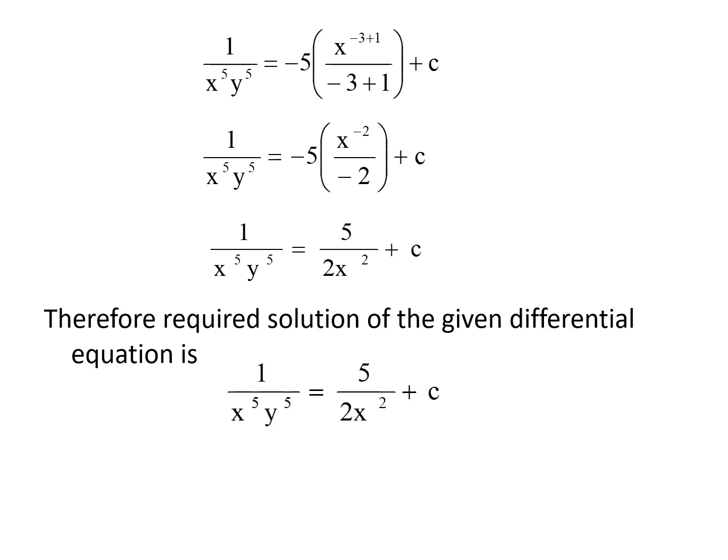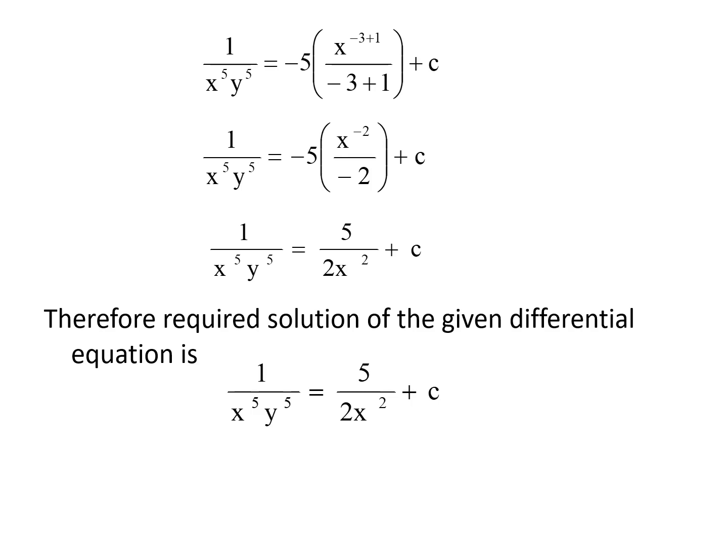After solving the previous step, we got 1 by x power 5 into y power 5 is equal to minus 5 into x to the power of minus 3 plus 1 by minus 3 plus 1 plus c. How we got the right side part: using the integral x power n formula. The integral x power n formula is x to the power of n plus 1 by n plus 1. Move on to the next line. 1 by x power 5 into y power 5 is equal to minus 5 as it is. Inside the bracket, x to the power of minus 3 plus 1 becomes minus 2 by minus 2 plus c.